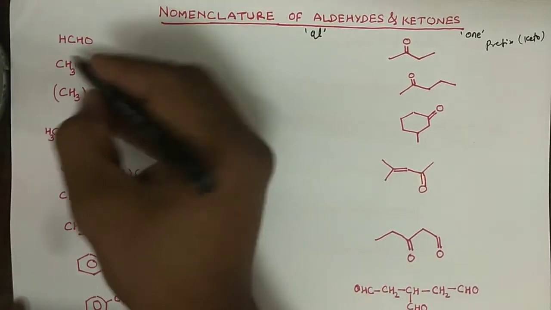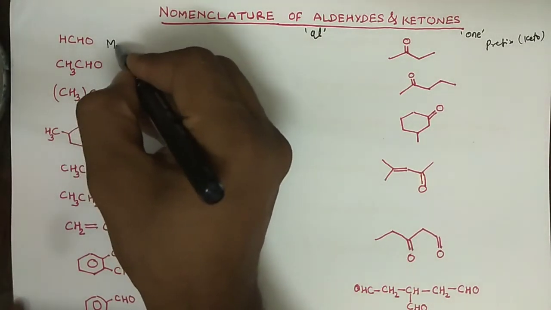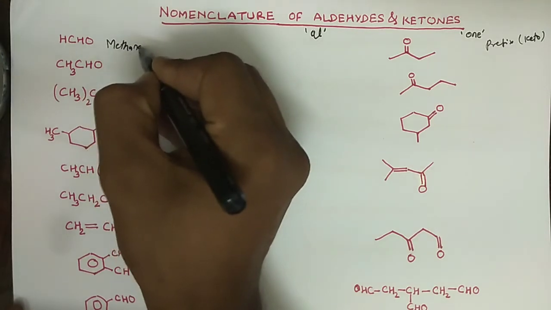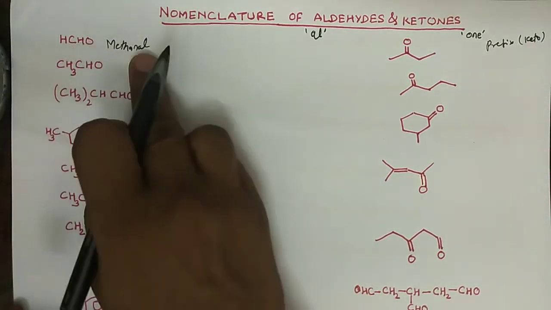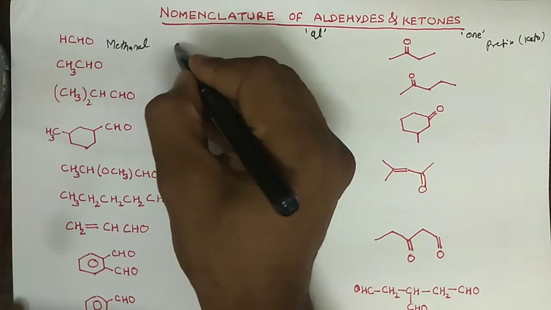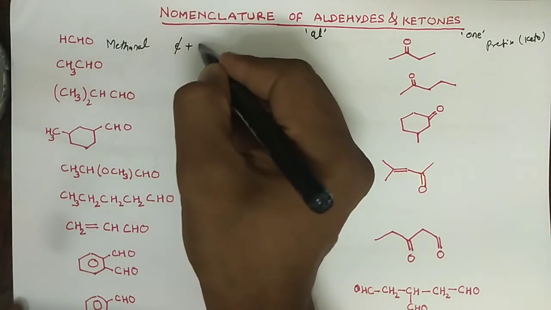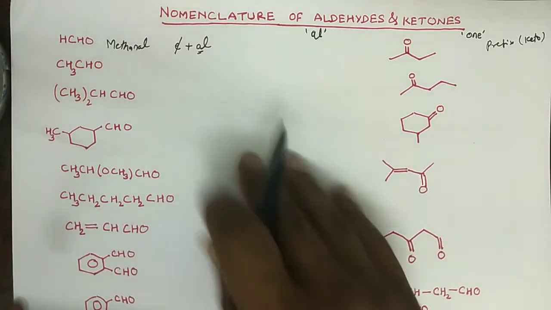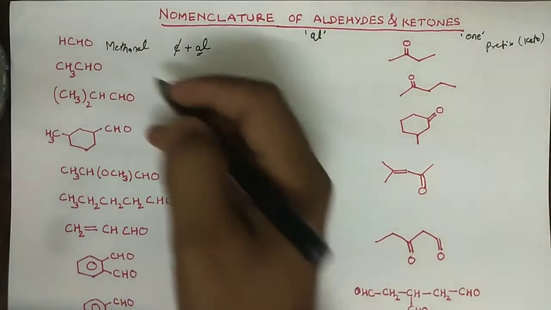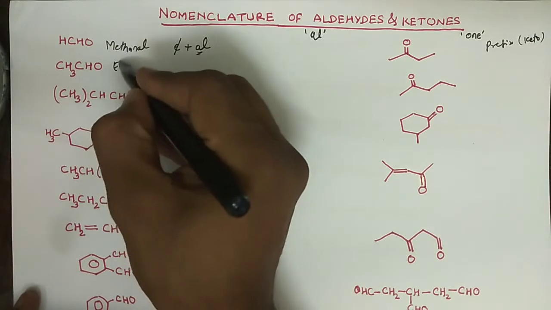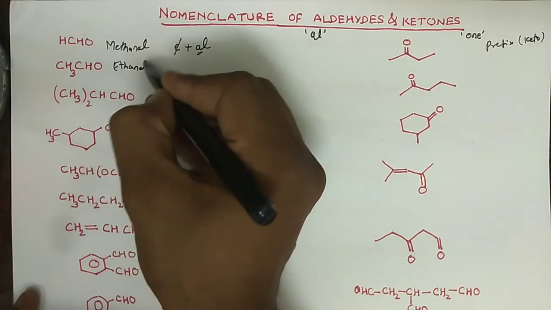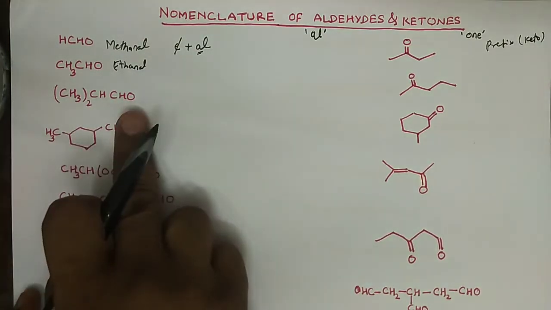So now we have this compound. This is called methanol, right? Methanol, because there is one carbon and then -ol, and remember that the E part of the alkane will be deleted because you have the O which is going to be added. So what will be the name of this compound? It's ethanol, right?